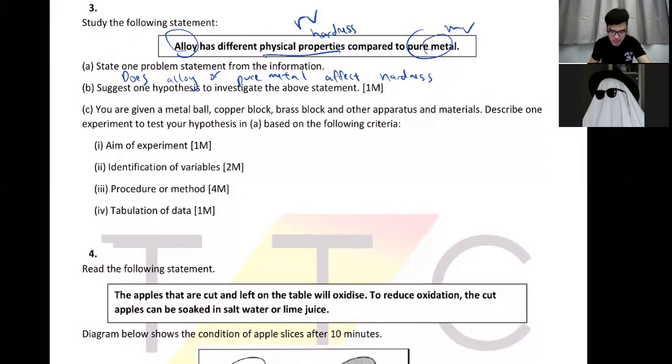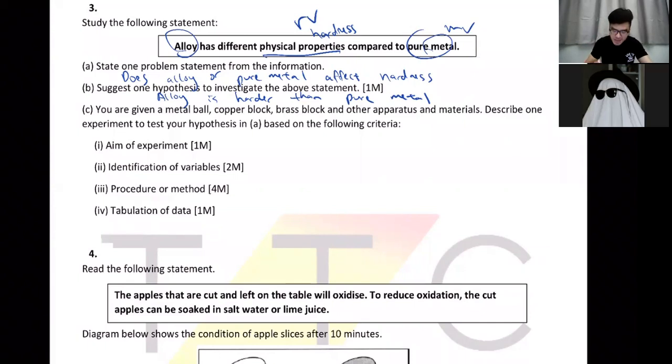Suggest one hypothesis. Like I said, can you say more here? No. So you predict lah. Alloy is harder than pure metal. Logam lebih keras daripada. Is alloy harder than pure metal? Yeah, sure. That one is the problem statement. Don't write this in the hypothesis. For the hypothesis, you're not supposed to state a question.